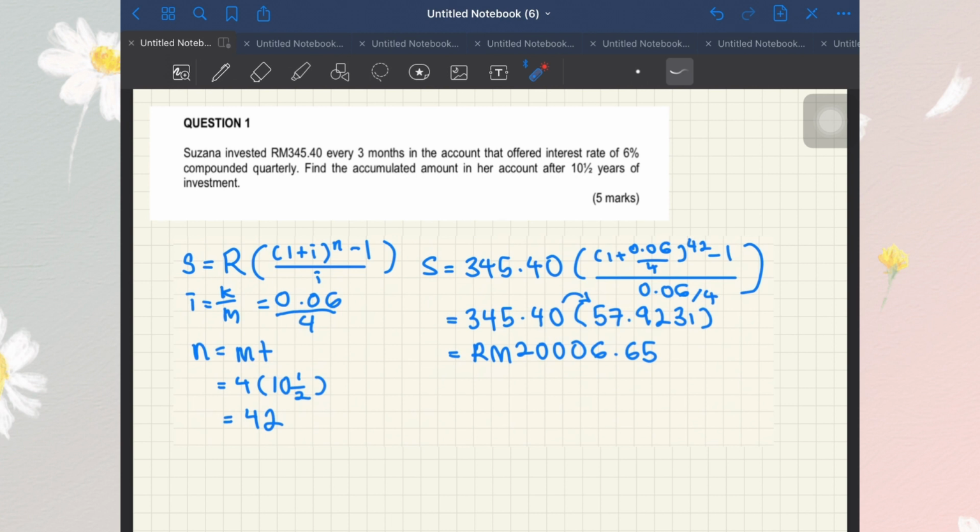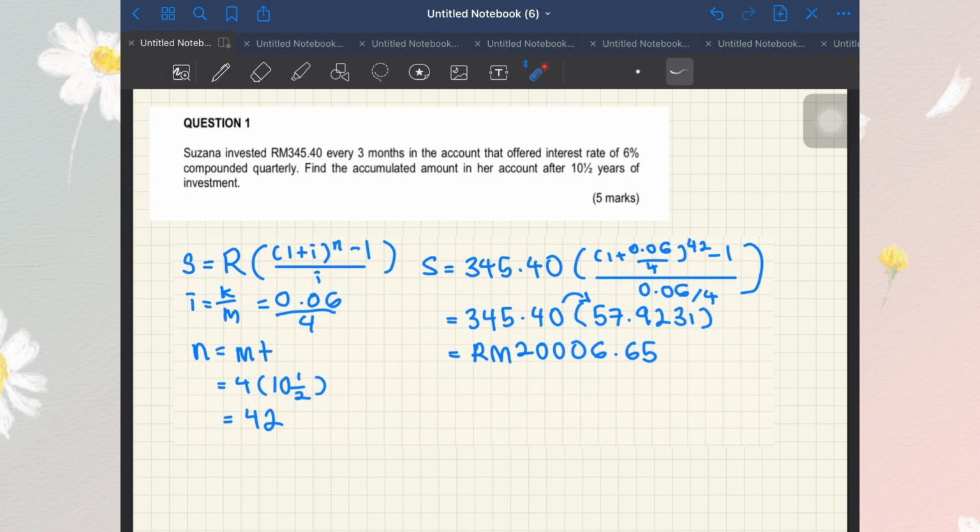First thing first, we need to find the i, which is k over m. k is the rate, which is 0.06 over 4. Why 4? Because it is compounded quarterly in a year. And then we need to find the n, which is m times t. We already found the m, which is 4, and t, the duration, is 10.5 years. And then we will get 42. 42 is the n.